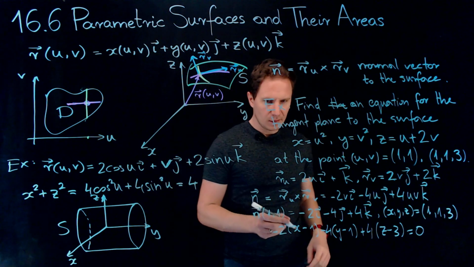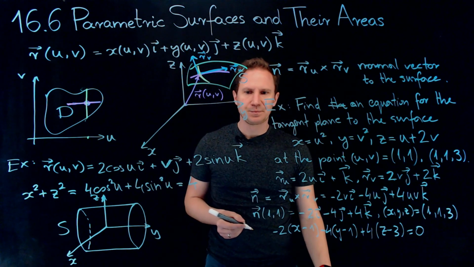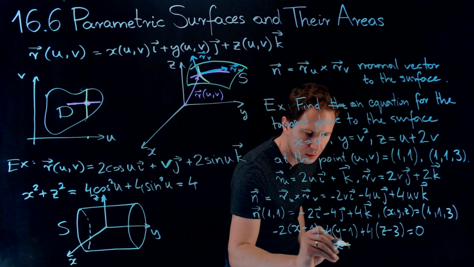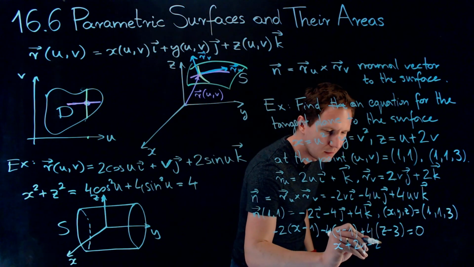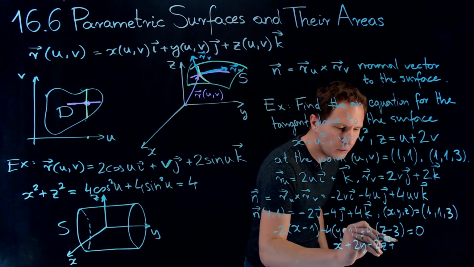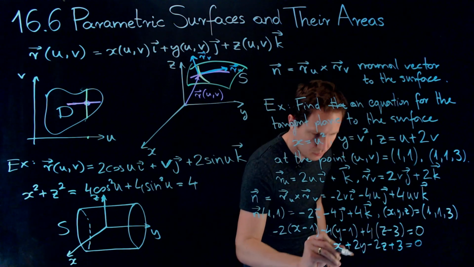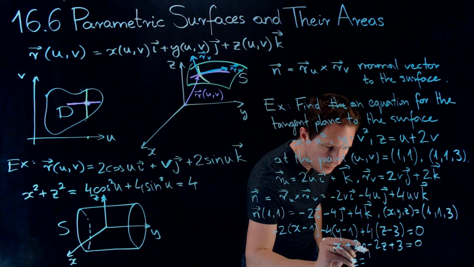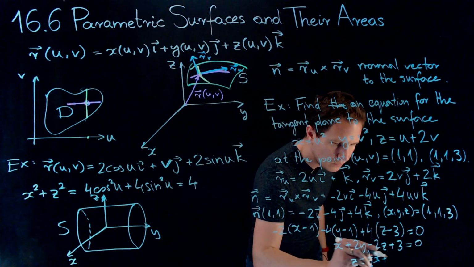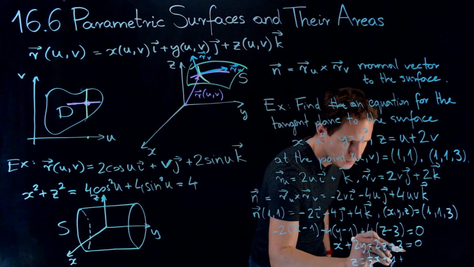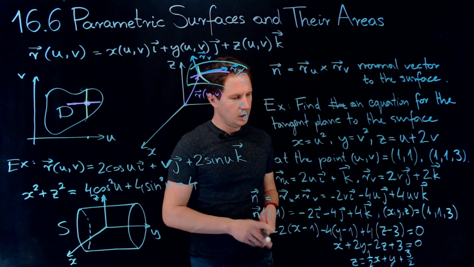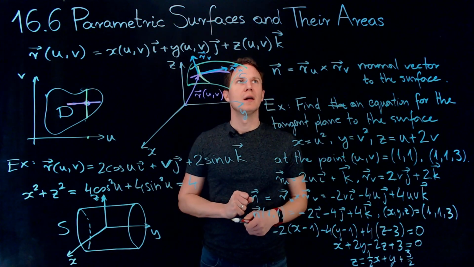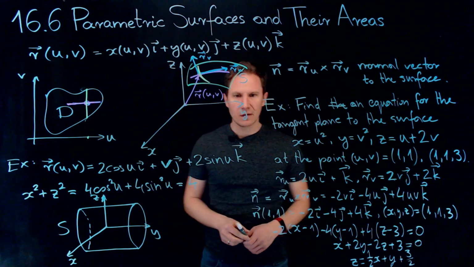So simplifying this equation will give you x plus 2y minus 2z plus 3 equals 0, or rearranging everything, so we express z, we get a half times x plus y plus 3 over 2 being equal to z. Okay, so that's the way to find the tangent plane to a surface.